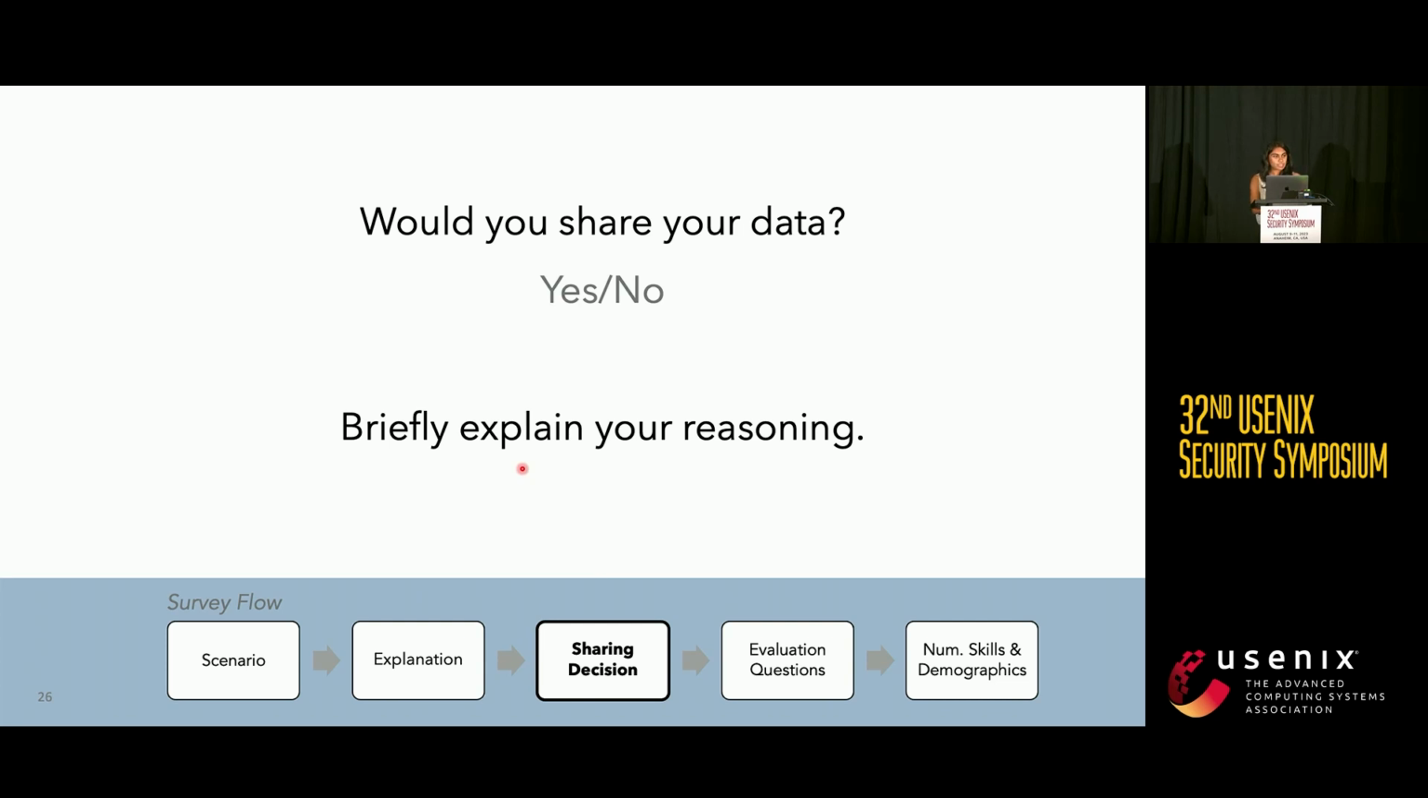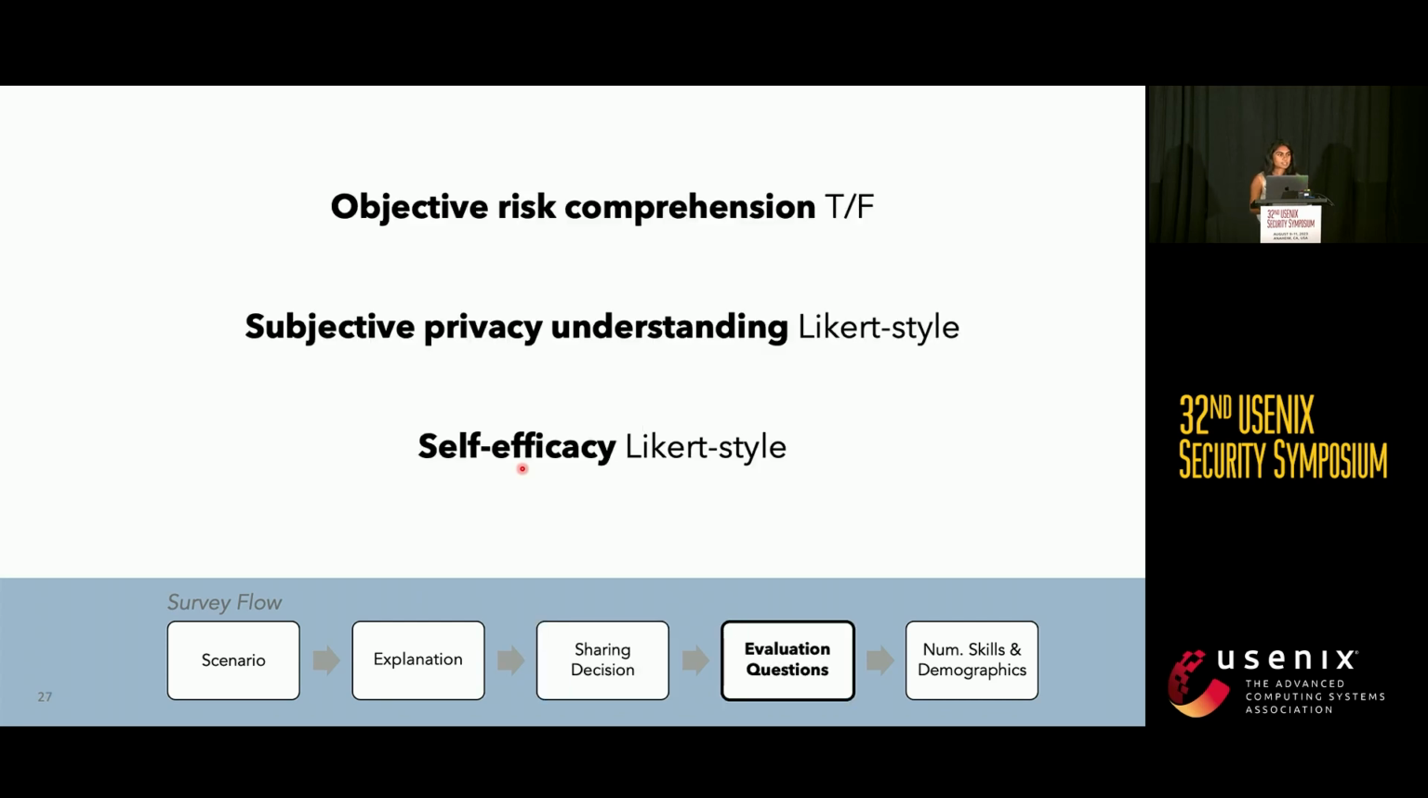So after seeing the explanation of epsilon or a control, participants made a data sharing decision and they explained why. We asked this question right after the scenario and explanation so that we could get an initial reaction without priming participants with our later follow-up questions. Next, they answered 2 true-false questions assessing their objective risk comprehension. Both these questions had ground truth answers. And then we asked them to rate their subjective privacy understanding and self-efficacy.